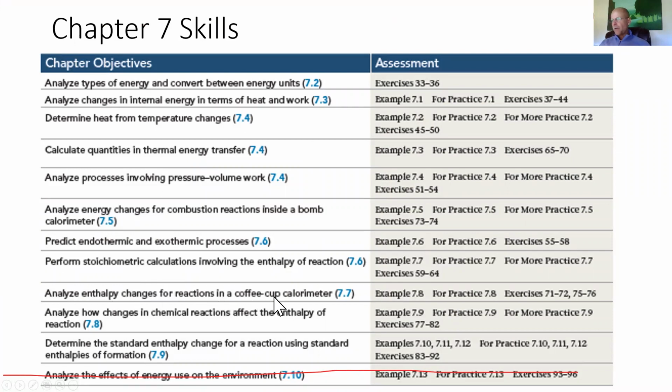Analyze enthalpy changes for reaction in a coffee cup calorimeter. So be able to know how to find delta H from data using a coffee cup calorimeter. Analyze how changes in chemical reactions affect the enthalpy of reaction. What I mean by that is to be able to calculate, if you double the reaction, what happens to delta H?